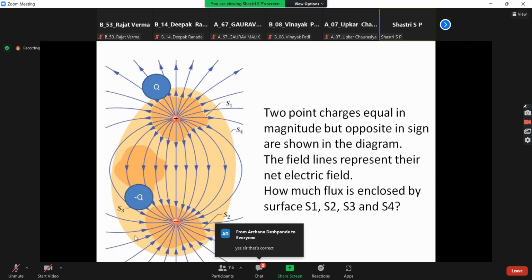The same is true for S4. The amount of flux enclosed by this S4 will be equal to the amount of charge. So how much charge is there here? Q is here, minus Q is here. How much will the total charge be? 0. If you are adding both the charges, plus Q and minus Q, the addition will be 0. So the net flux enclosed by S4 will be 0.